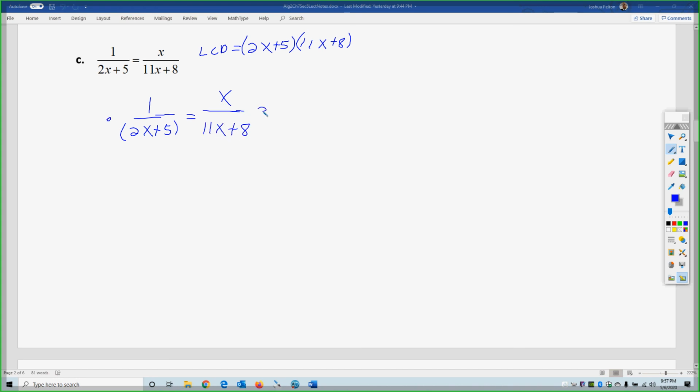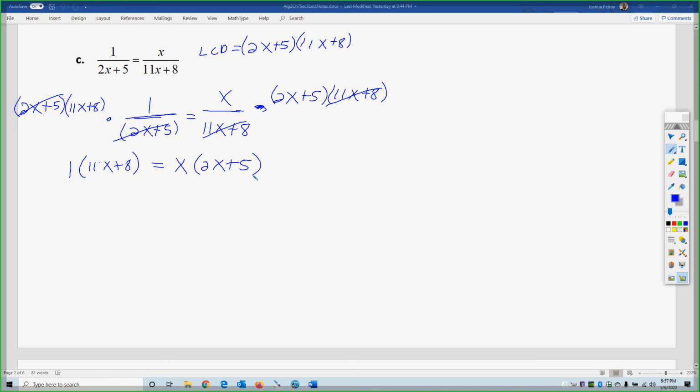And multiply on both sides, because what you do to one side of the equation, you must do to the other. So 2x plus 5 times 11x plus 8, and 2x plus 5 times 11x plus 8. Okay, so 11x plus 8 cancels on the right. 2x plus 5 cancels on the left. So I have 1 times 11x plus 8. And on the other side, I have x times 2x plus 5. So if I distribute, I get 11x plus 8 equals 2x squared plus 5x.